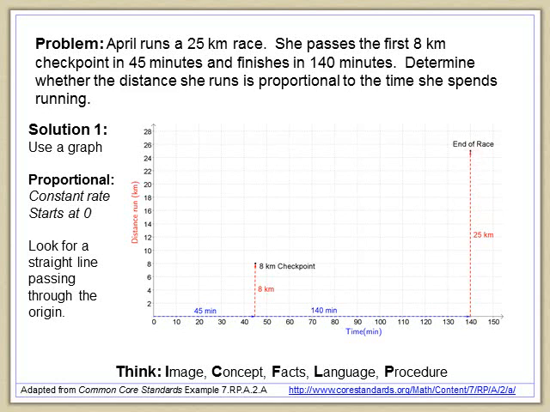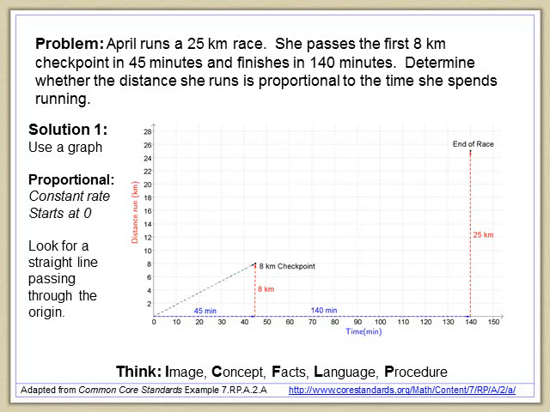So the question is, do these two points lie on a straight line through the origin? There are two ways to do that. One is to draw a line through the two points and see if it hits the origin. And the other is to draw a line from the origin to each of these points and see if they are the same line, if they're on top of each other. We're going to use that second approach.